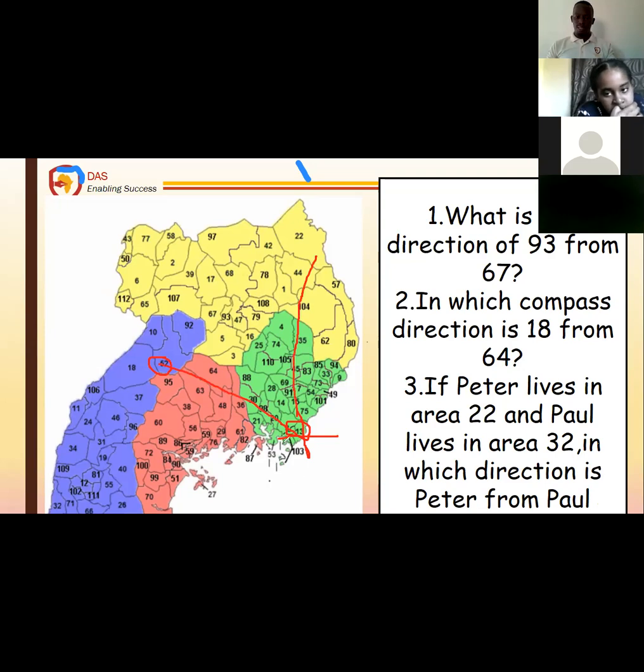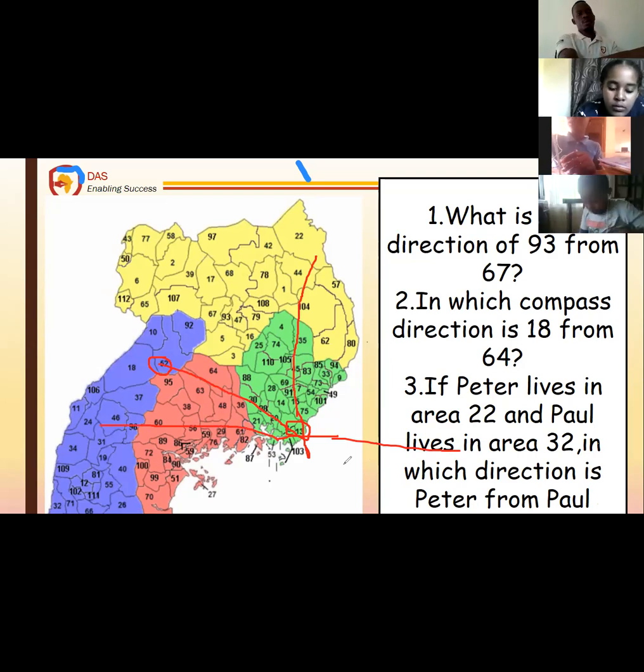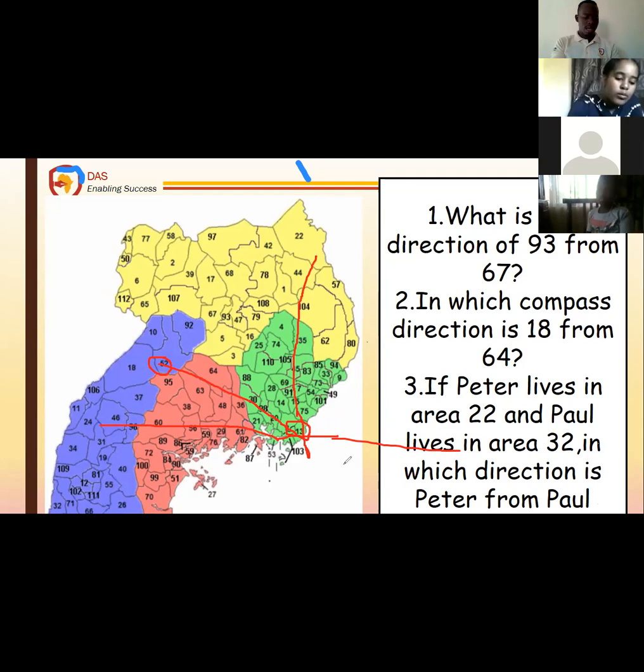It cannot be west. If it was to be west, it means we would be moving like this. And it cannot be east. If it was to be east, it means you put me going like this. So it is northeast. Clear? Yeah.